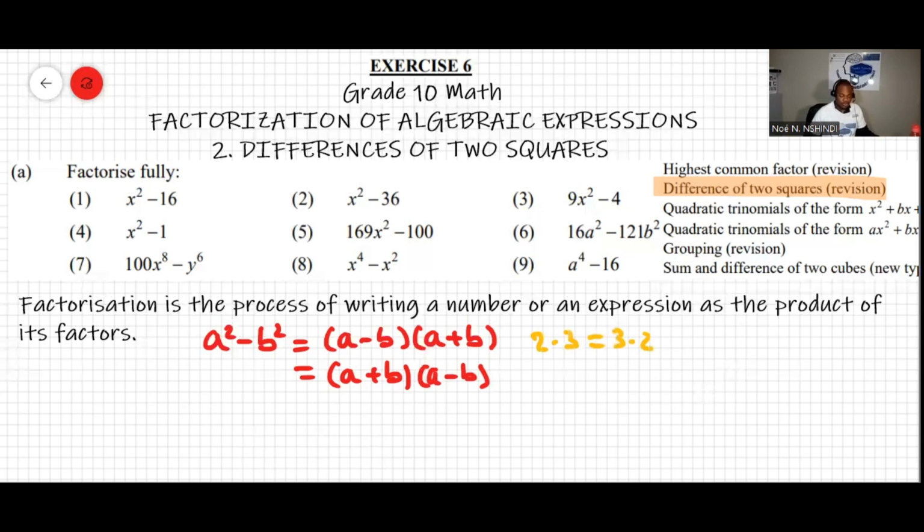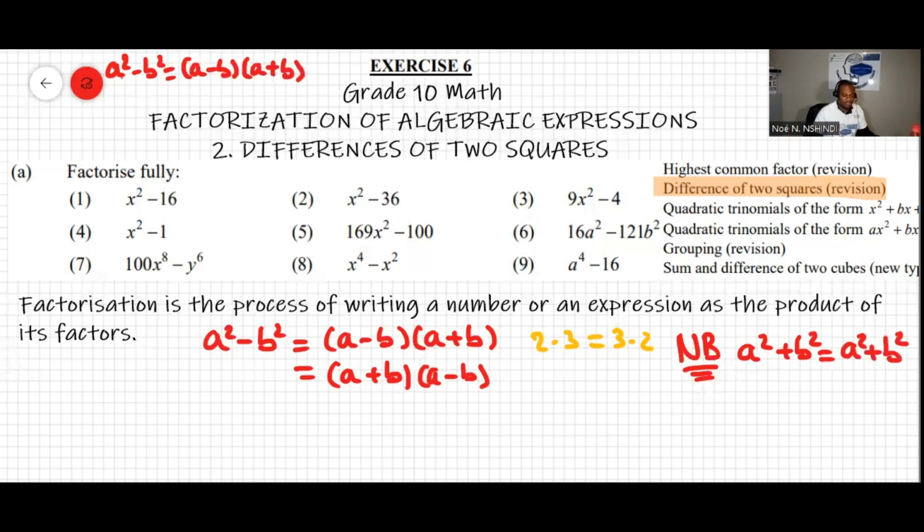Now, I want you to note, it is important that there is no formula for the sum of two squares. A squared plus b squared will still remain a squared plus b squared. There's no formula for that. Now, I just want to write it here: a squared minus b squared equals (a minus b)(a plus b), or they can say (a plus b) and then (a minus b).